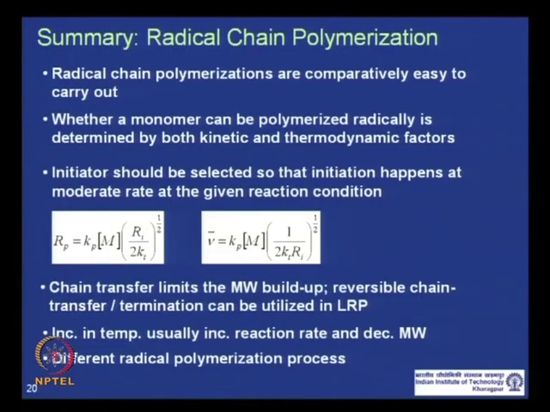And what we will start in the next lecture is ionic polymerization, where basically instead of a radical, this chain polymerization will be initiated by an ionic species, whether it is a cationic or anionic species. So, with this we will end this lecture today and we will begin our discussion on ionic chain polymerization in the next class, next lecture.